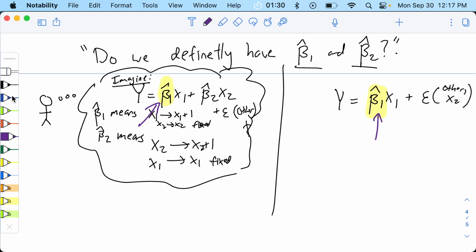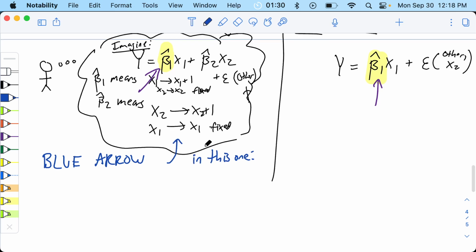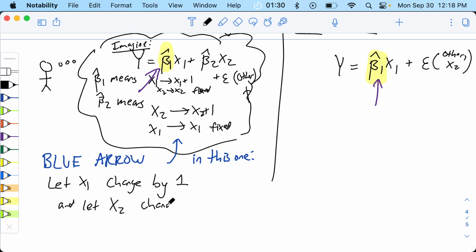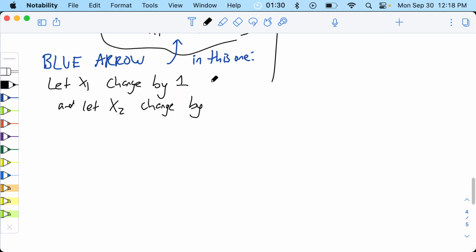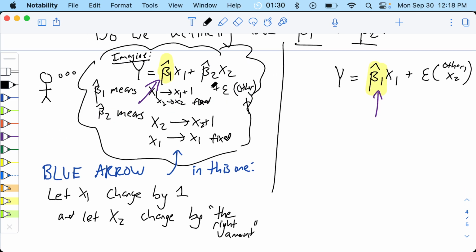Here is an easy way to find the relationship between these two things. So let's calculate the blue arrow in this model. The blue arrow says, let x1 change by 1, and let x2 change by the right amount. I'll just say the right amount to not put fancy formulas on there. It's the amount so that if you were predicting x2 based on upping x1 by 1, you would get the best possible prediction. And then you see that y changes.